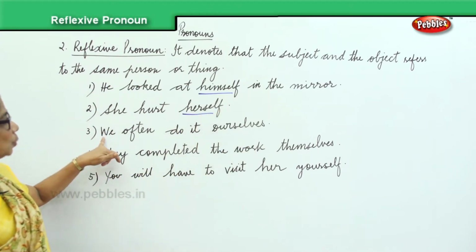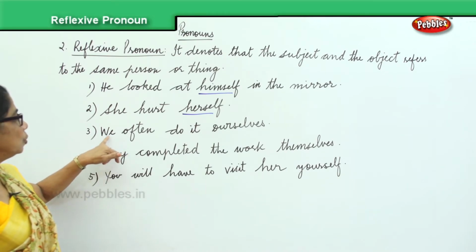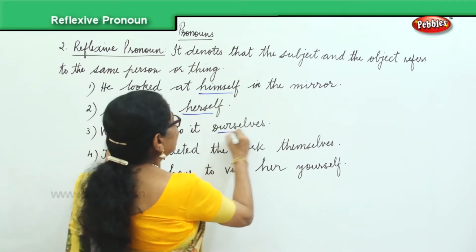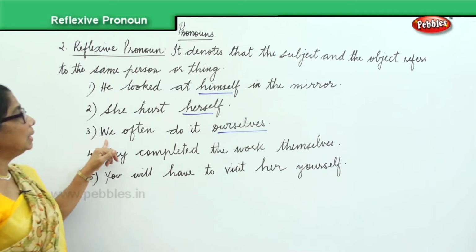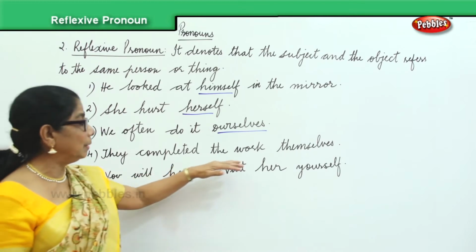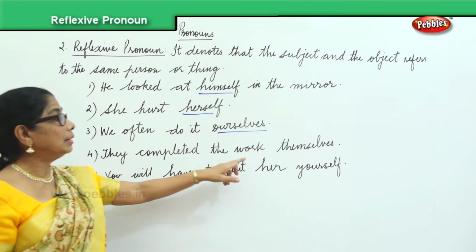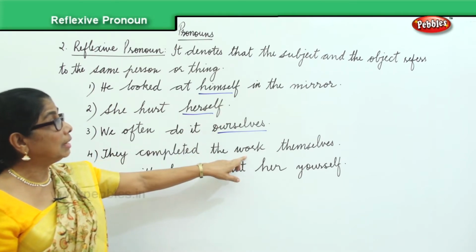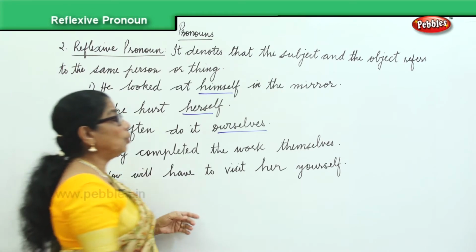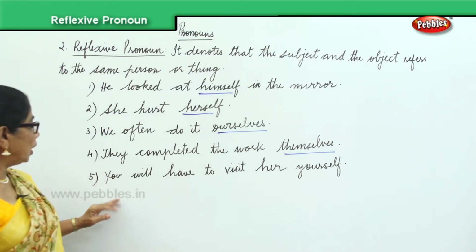In the third sentence, we often do it ourselves. So we do the work ourselves. What do we do often? We do all our work ourselves. So ourselves is the reflexive pronoun. And here, they completed the work themselves. The subject and the object refer to the same person. What did they do? They did the work. How? They did it themselves. So that's a reflexive pronoun.